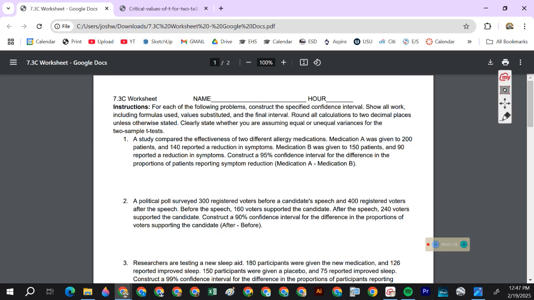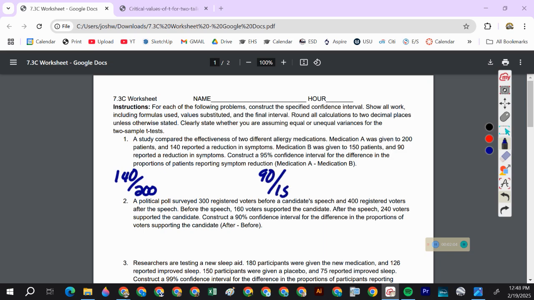A was given to 200 patients and 114 reported a reduction in symptoms. B was given to 150 with 90 reporting a reduction. Construct a 95% confidence interval. So for sample 1, we had 140 out of 200. And for sample 2, we had 90 out of 150.